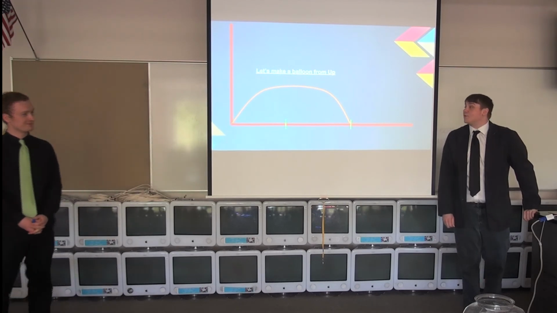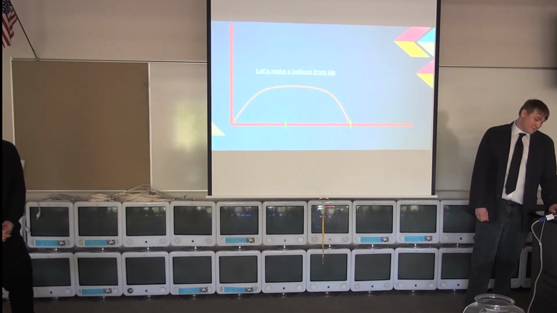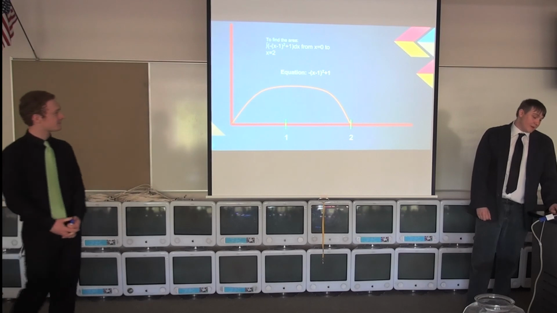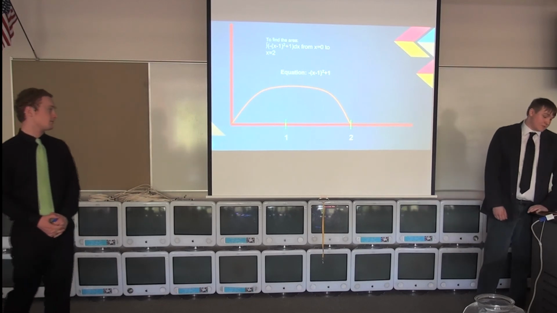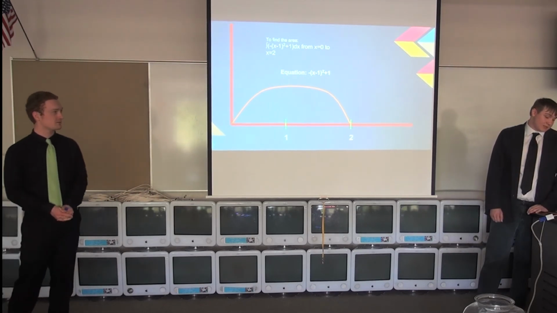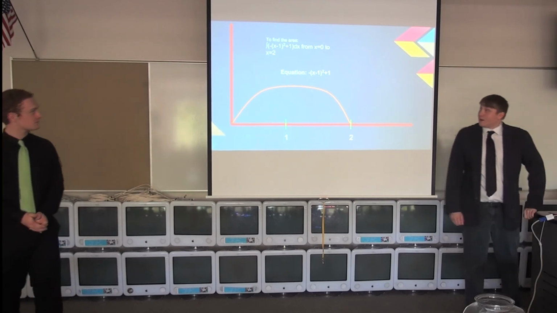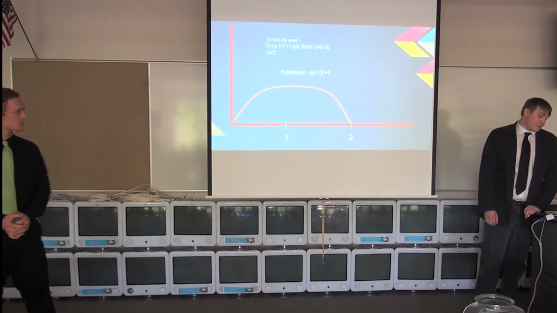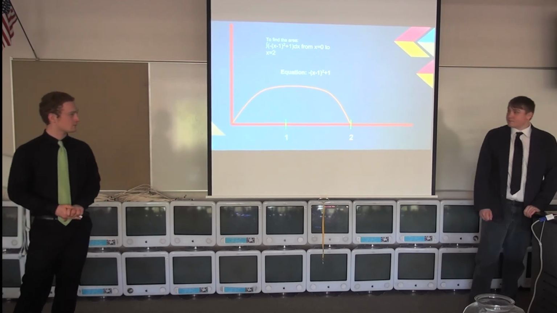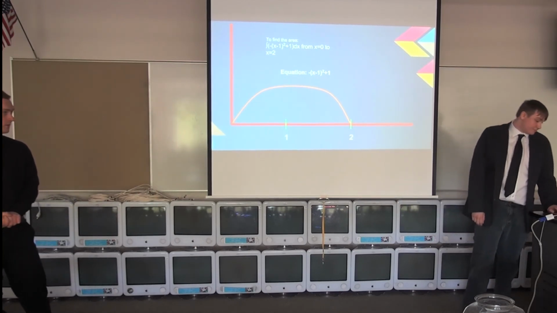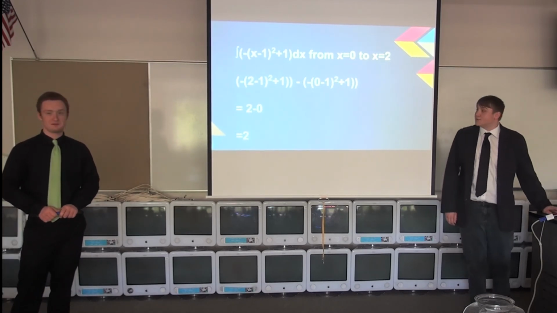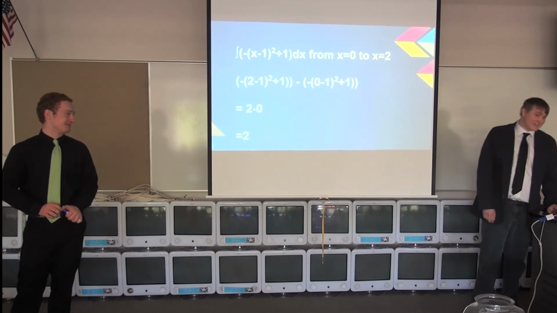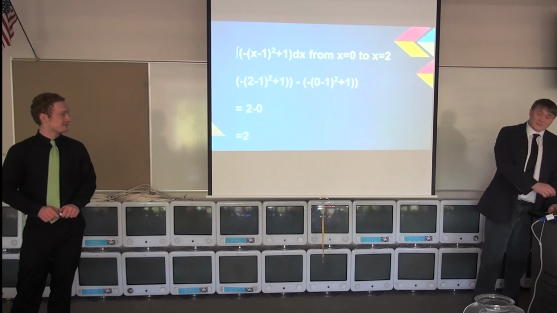So let's try to make a balloon using this process. Sorry for a really janky graph. So we found the equation of this curve, just a parabola there, which was negative (x minus 1) squared plus 1. And we had to find the area under this starting out. So we took the integral of that from x equals 0 to x equals 2, since that's where it hit the x-axis. And so plugging that in, we got 4/3 for the area.